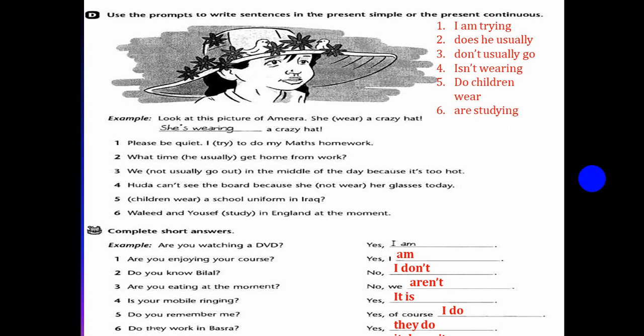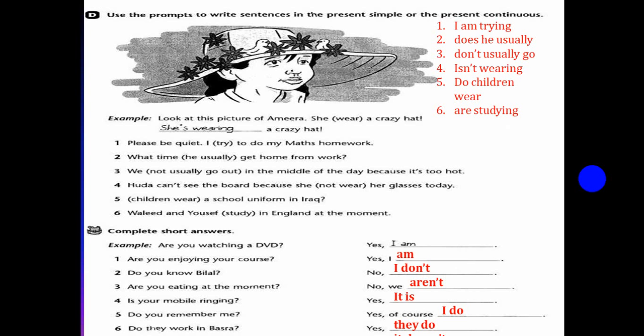Number 6. Walid and Yusuf study in England at the moment. This sentence is clear because "at the moment" is there, so the sentence is in the present continuous, so it becomes are studying. Walid and Yusuf are studying in England at the moment. Now complete the short answers. Here we will use short answers. For example, are you watching a DVD? Yes, I am. Number 1. Are you enjoying your course? Yes, I am.